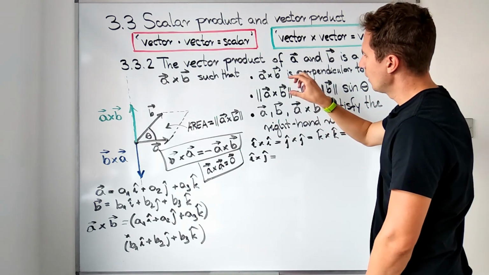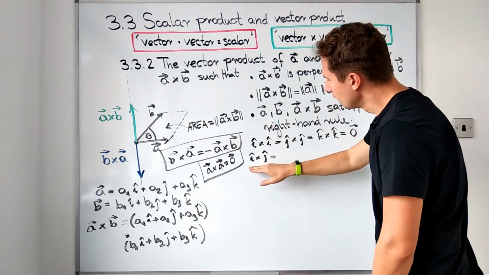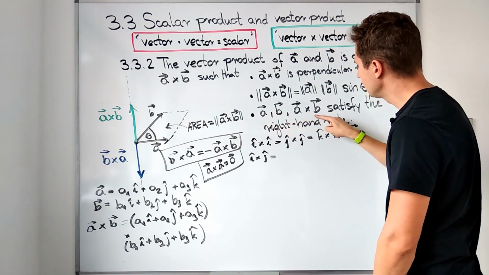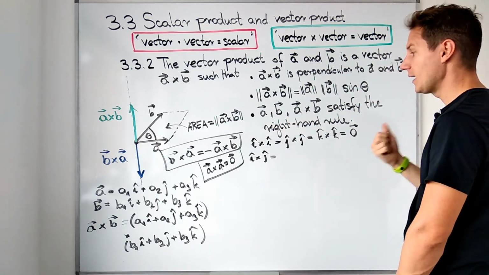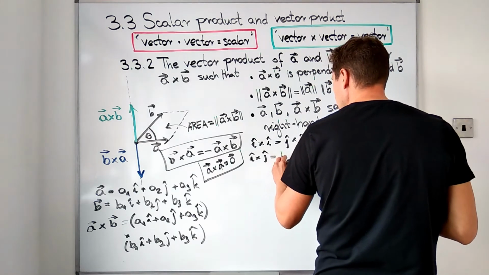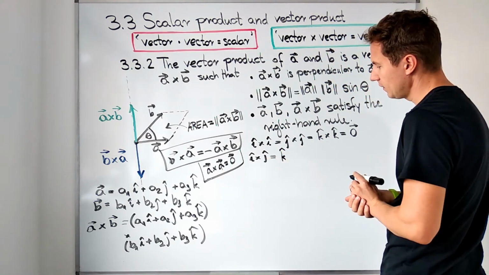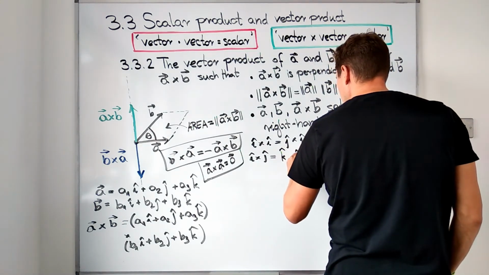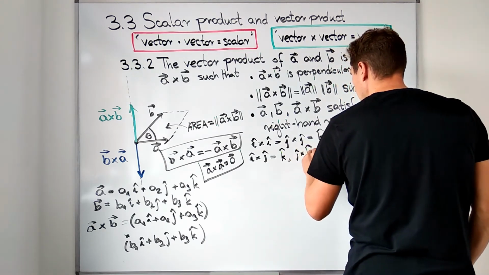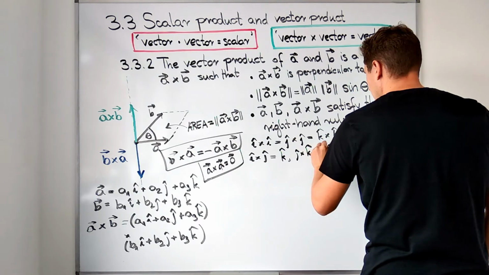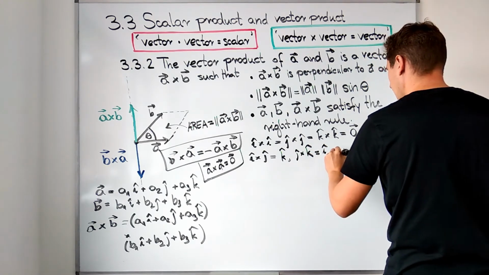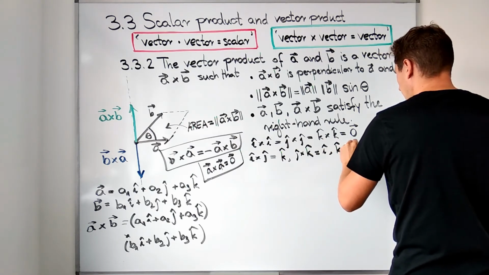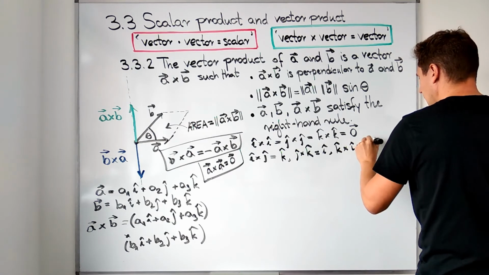So it should have unit length, perpendicular to both of these vectors, and the 3 vectors i hat, j hat, and this vector product should satisfy the right-hand rule. If you take all of these conditions into consideration, you will find that this vector is the 3rd basis vector k hat. And similarly, j hat multiplied by k hat, their vector product is i hat, and finally k hat will give you the vector product with i hat to be j hat.